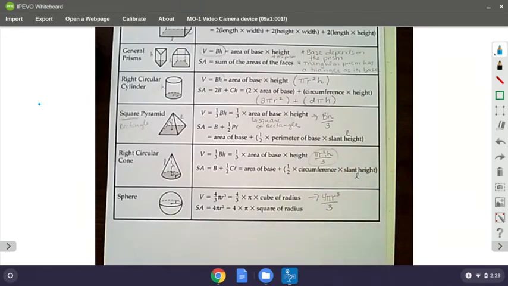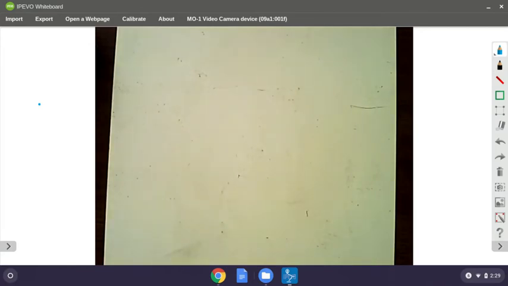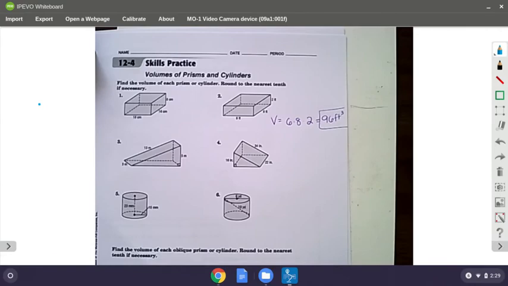Okay, so those are the formulas. I'm just going to go through a couple examples, maybe one of each one. I don't even know if I need to go that far because volume is pretty easy. So first, I already did one of them before.